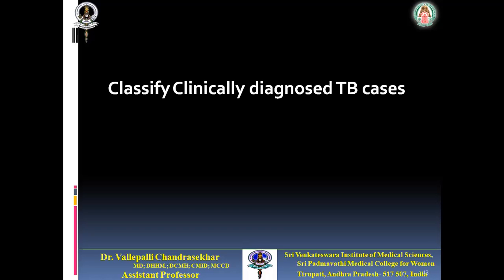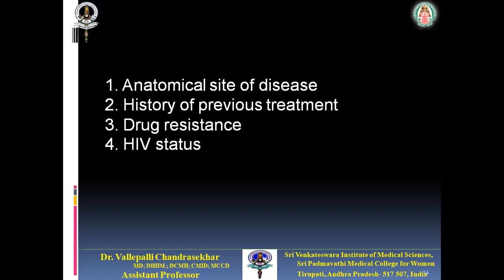MDR, multi-drug resistant. Okay. Again, depending on drug resistance, there are some varieties of tuberculosis. Depending on the anatomical site of disease, we can classify into pulmonary and extrapulmonary, as you said. Depending on the history of previous treatment, new cases or previously treated cases. Depending on drug resistance, they are classified into 5 to 6 varieties. Then depending on HIV status, TB cases are divided into TB with HIV, TB with unknown HIV status, or TB with no HIV, right?